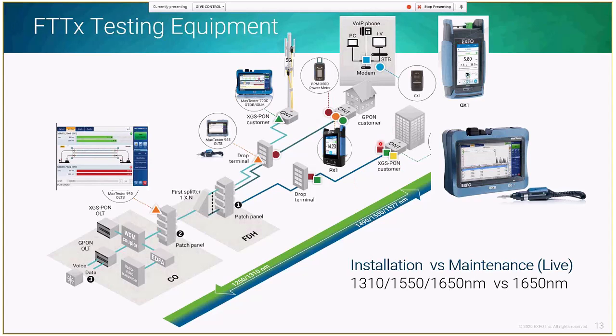And I have a fault on this home, I cannot use the 1310 nanometers to investigate the network. So I need to use what we call live or maintenance wavelengths, which specifically 1650 should be the one that you want to use, because it's a filtered wavelength where you will not impact the network or the other customers which are connected to the network.